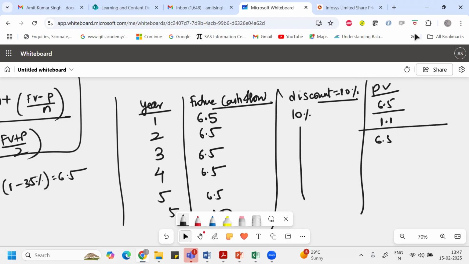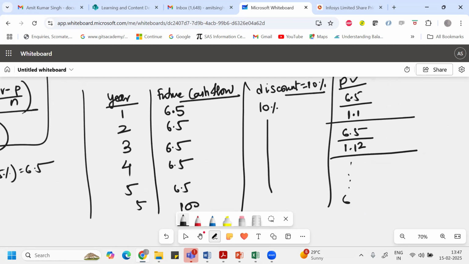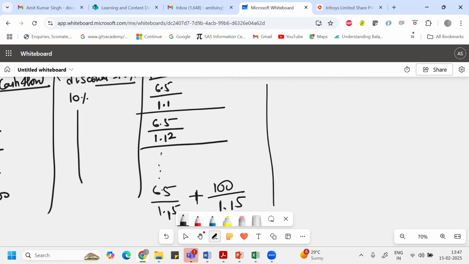Then 6.5 divide by 1.1 for year 2. Like this, you can do for 5 years. 6.5 divide by 1.1 to the power 5, then plus the face value, 100 divide by 1.1 to the power 5. This you do for 5 years, and then take the total sum of this. So this will give you the value, that should be equal to the price.